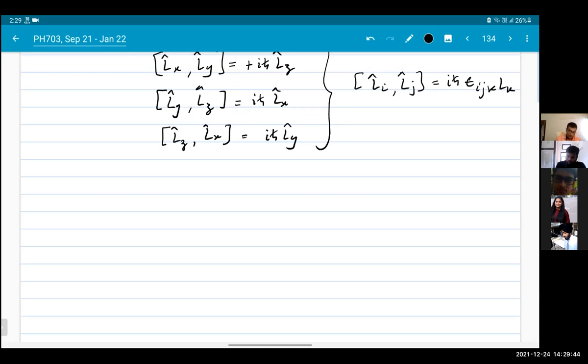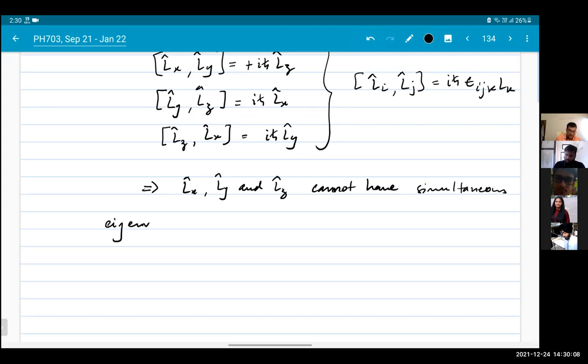Since they don't commute with each other, this implies that Lx, Ly, and Lz cannot have simultaneous eigenvalues. Simultaneous meaning they cannot have the same eigenstate. So if you have an eigenstate of Lz, it will not be an eigenstate of Lx or Ly.